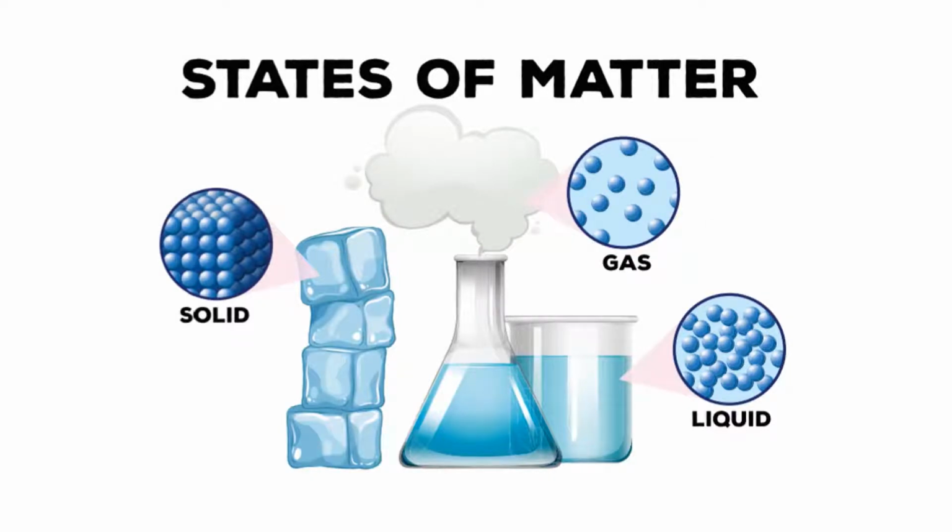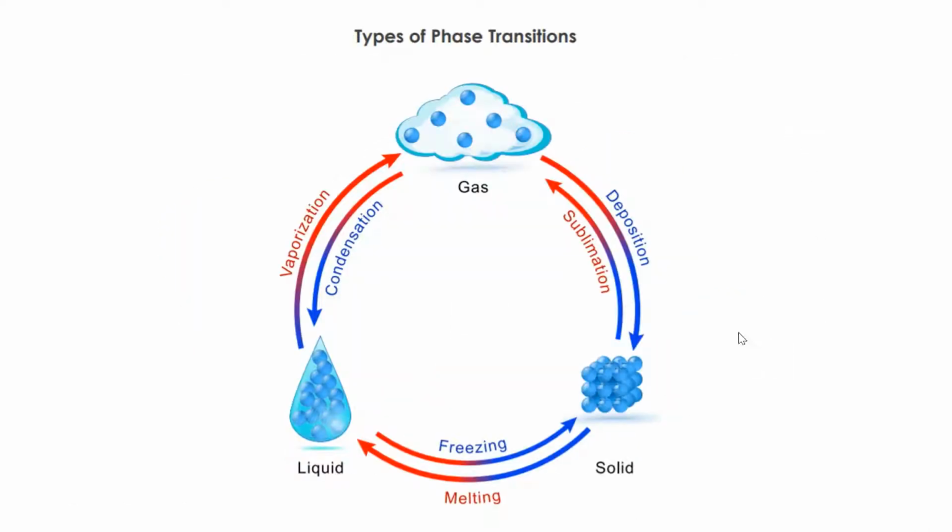In this lesson, we are going to learn how matter can change phases. When matter changes from one state to another, we call this transition a phase, or a state change of matter. So here are the types of phase transitions.